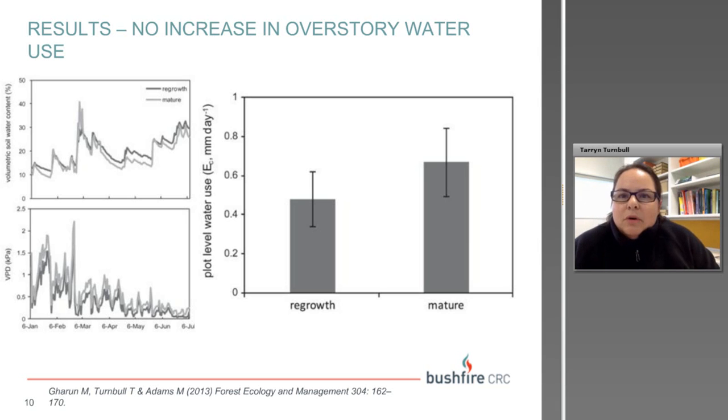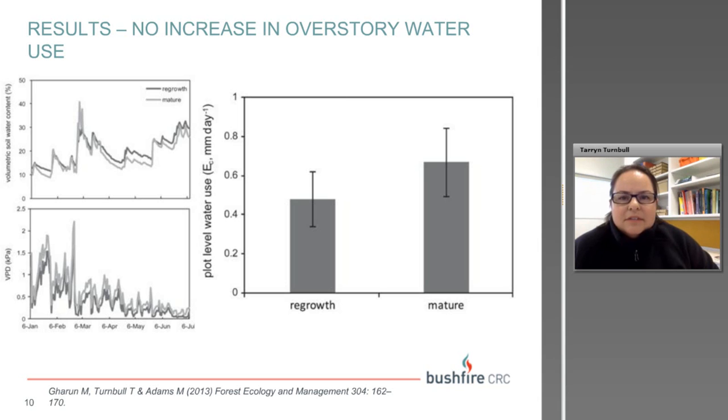So we quantified sap flow between 2011 and 2012, July to July for both years. Evaporative demand, which is the main control of tree water use, was greater in the unburnt mature forest, and soils were wetter in the burnt regrowth forest. But overall, rates of tree water use were very similar in the burnt regrowth forest to the unburnt mature forest.